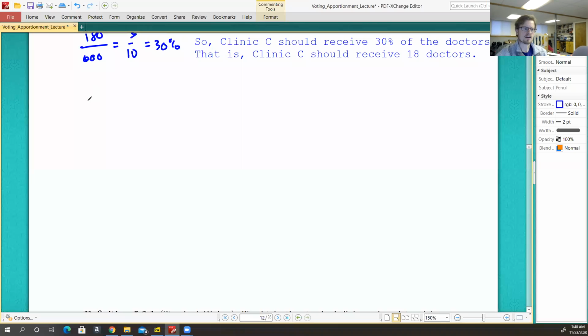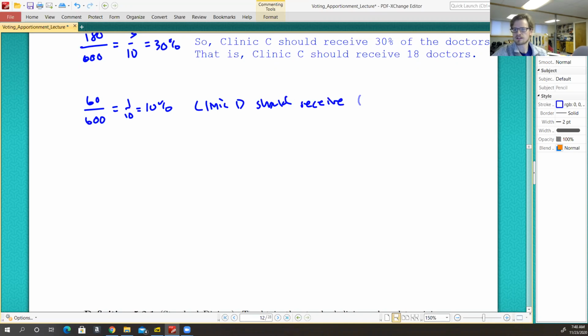All right, let's take a look at our next clinic. That would be Clinic D. They see 60 patients a week. So 60 out of the 600, again, is 1/10 or 10%. So Clinic D here should receive 6 doctors, like Clinic A did.